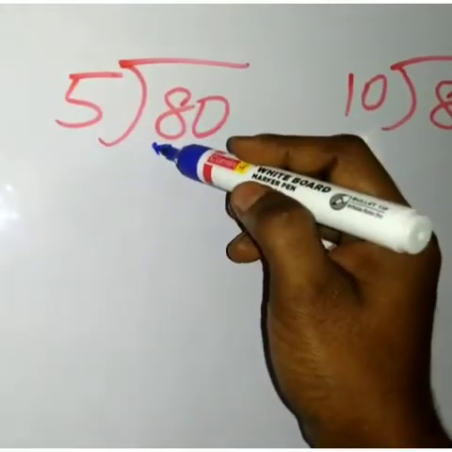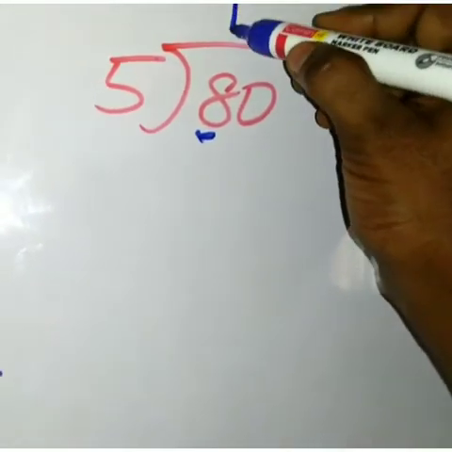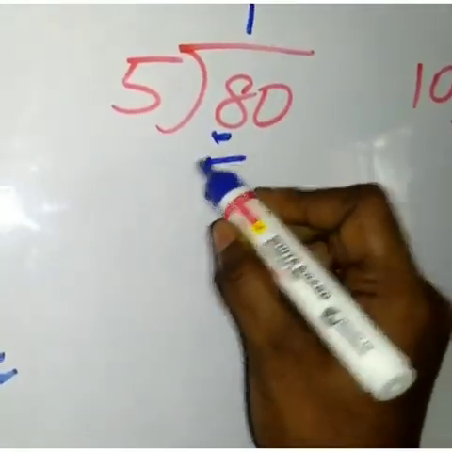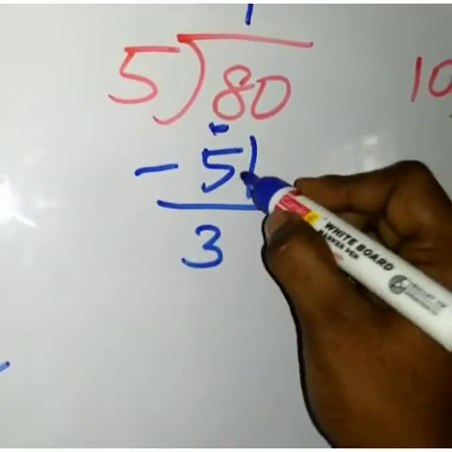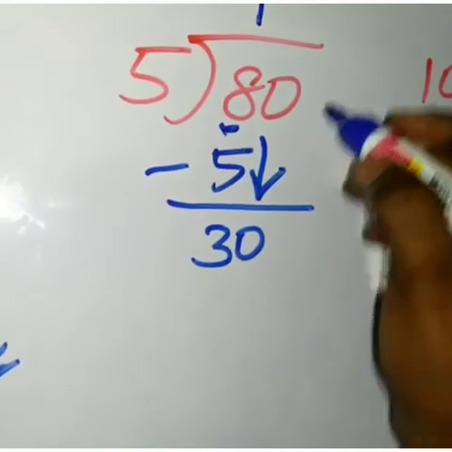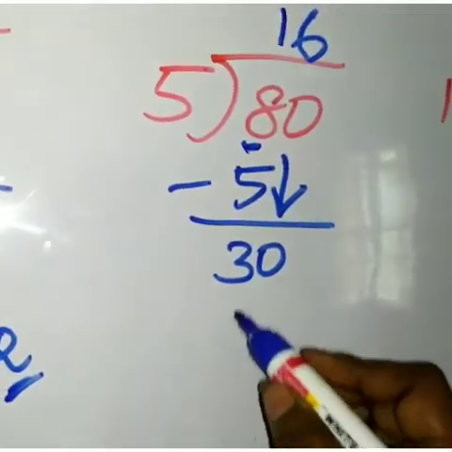80 is divisible by 5 or not. First number of 8 is more than 5, so you have to take only one number. 5 ones are 5. Subtract these two values. 8 minus 5 is 3. Bring down 0. How many times you get 30? 6 times. 5 sixes are 30.